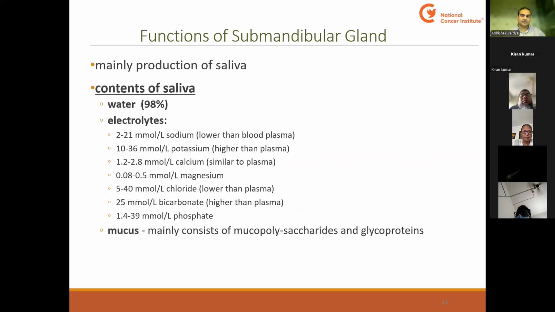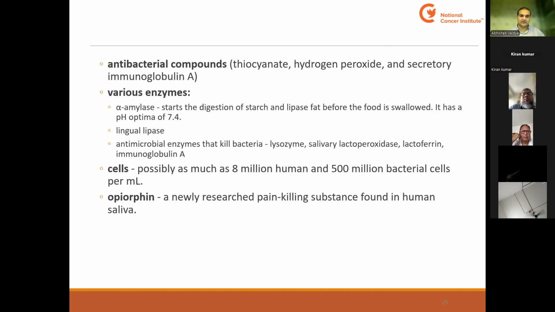So the main production of the submandibular gland is saliva. As I said, this is majorly a serous kind of saliva, and it also provides the baseline secretion as well as the secretion on impetus. Okay, so it provides baseline as well as impetus secretion of saliva. The contents of the saliva is mainly water, electrolytes, and mucus, 3:2 ratio, as I've already mentioned. It also has antibacterial compounds, enzymes, cells, and opioorphin, which is a newly researched pain-killing substance found in human saliva.